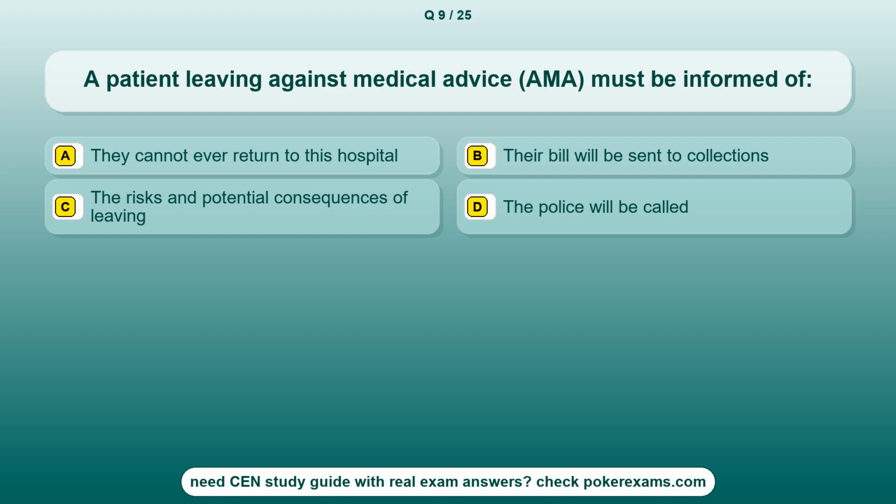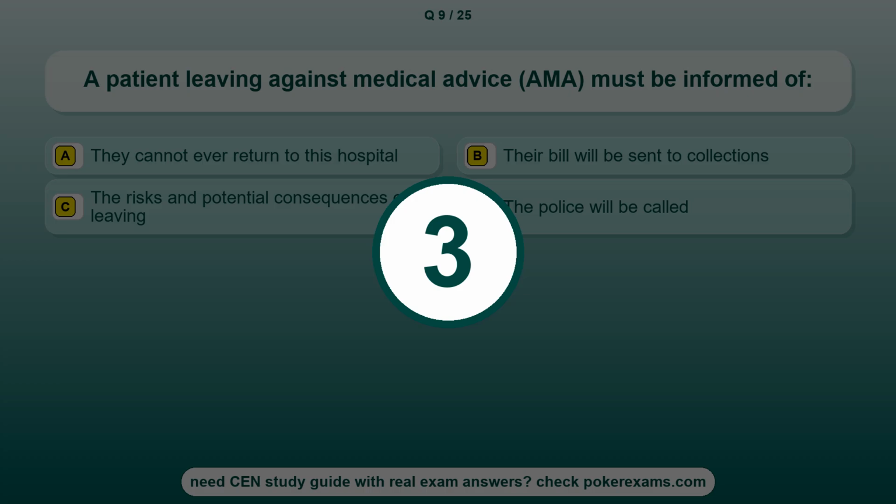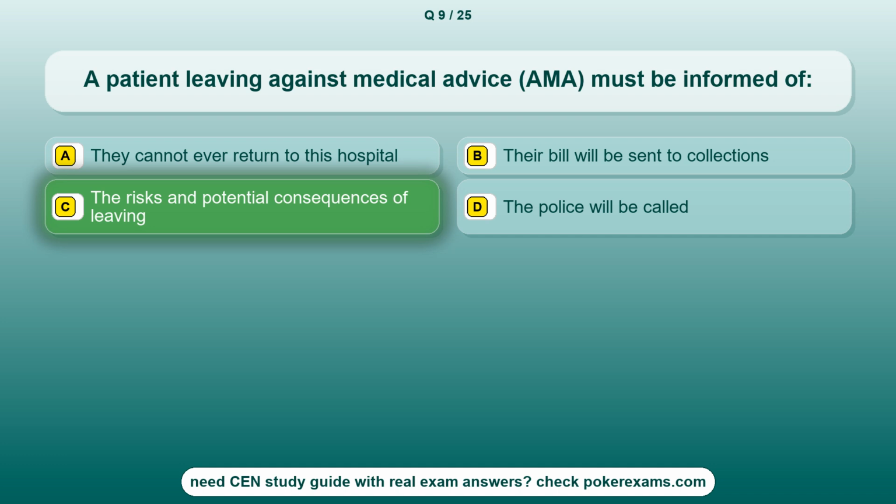Question 9. A patient leaving against medical advice, AMA, must be informed of: Option A, they cannot ever return to this hospital. Option B, their bill will be sent to collections. Option C, the risks and potential consequences of leaving. Option D, the police will be called. The correct answer is option C, the risks and potential consequences of leaving.